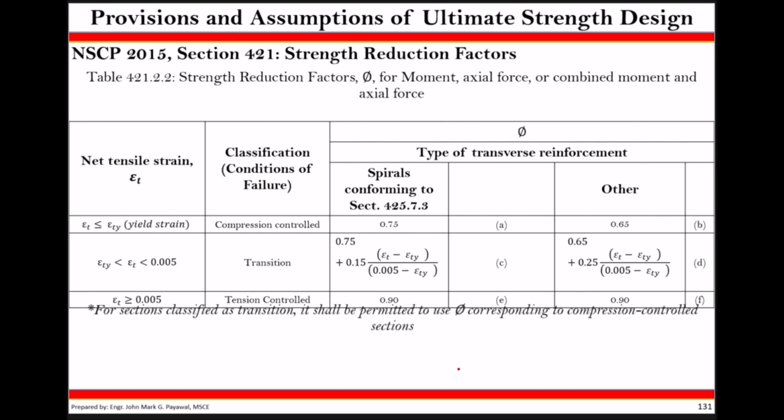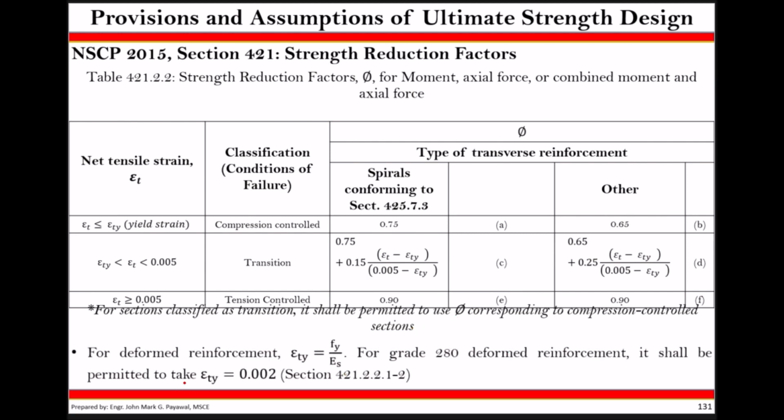Okay? So, in cases wherein sections are classified as transition, it shall be permitted to use phi corresponding to compression-controlled sections. For deformed reinforcement, your ET sub y, or the yield strain, again, it's equal to Fy over Es, as discussed on the notations and symbols lecture. For grade 280, the deformed reinforcement, it shall be permitted to take exactly equal to 0.0024 your yield strain. So that is in conformation with section 421.2.2.1-2 or 0.2 of the NSCP 2015.